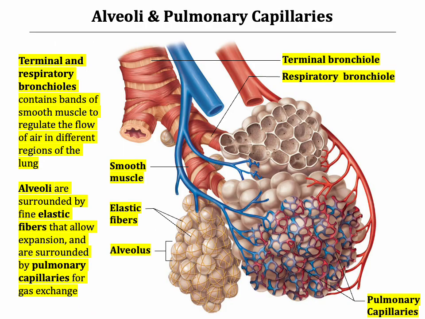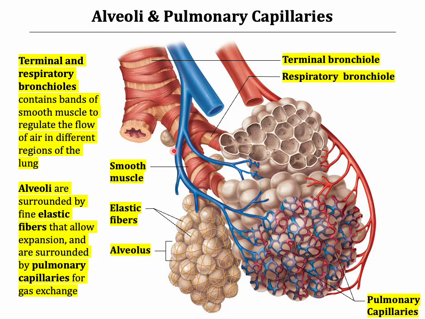For the alveoli to function in gas exchange, there needs to be an adequate blood supply. So there's an extensive network of pulmonary capillaries surrounding the alveoli so that we can make contact between the air and the blood and really allow for that gas exchange to take place.